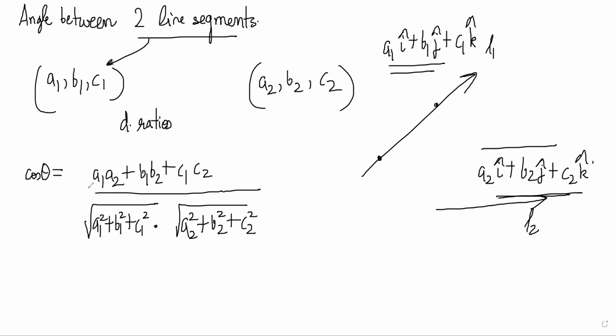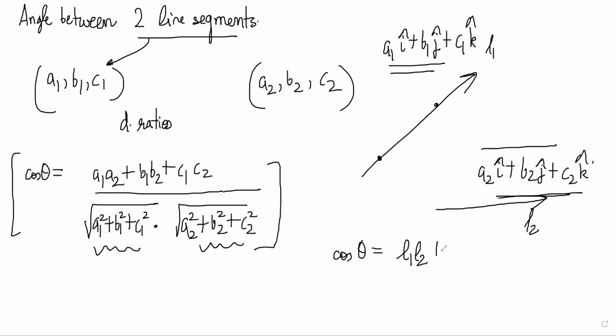If you don't divide by the mods, it will be wrong, because the dot product, the top part, does not have to be between -1 and 1. Dot product divided by the mods will give you cos theta, which is the angle between the two segments. If somebody gave you direction cosines of the line, then you don't need to divide, because automatically these will be 1 and 1. If direction cosines of the lines were given, the answer would have been simply l1 l2 plus m1 m2 plus n1 n2.